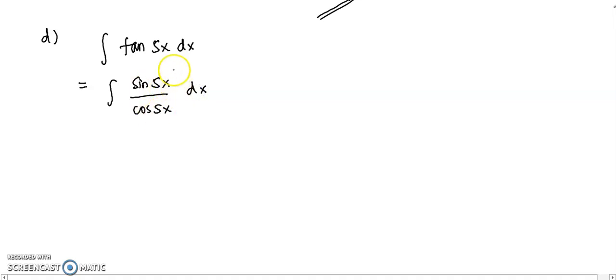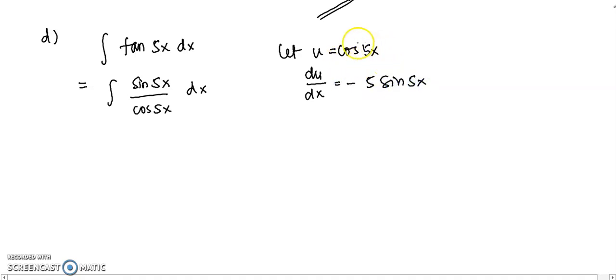Integrate this with respect to x. To use substitution, I will let u equals cos 5x, and followed by du dx, I have negative 5 sine 5x. Remember, differentiate cos, you have negative.